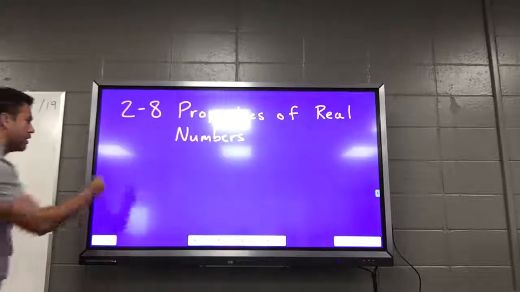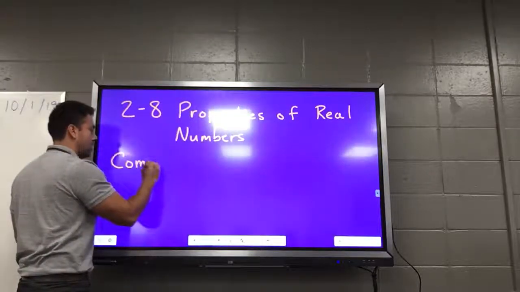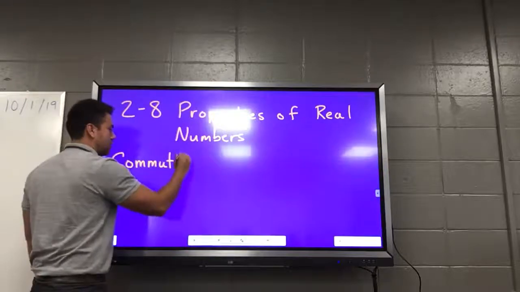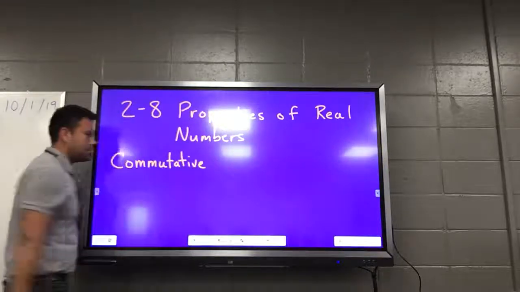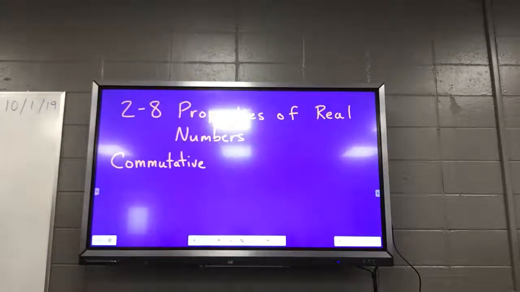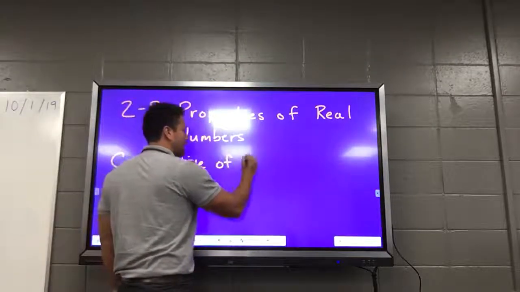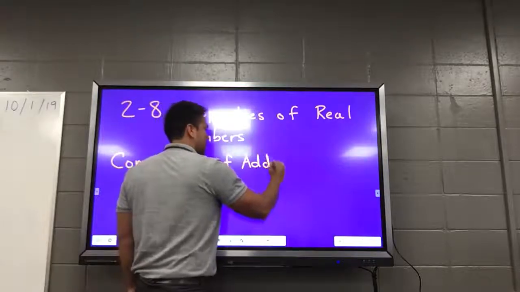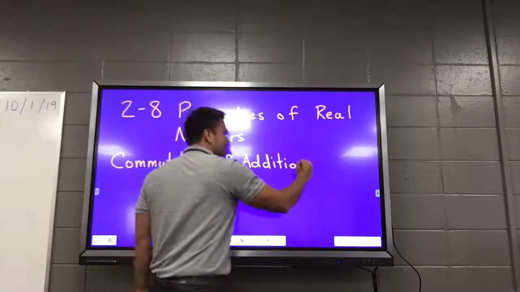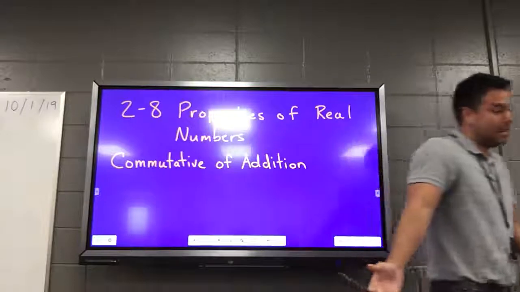You're not required. But the first one I do want you to know is the commutative property. Now, there's a commutative property of addition and there's a commutative property of multiplication. But it's the same type of property. Let's start with the commutative property of addition. Does anyone know what that might be?